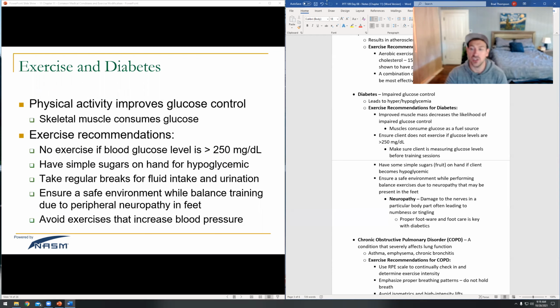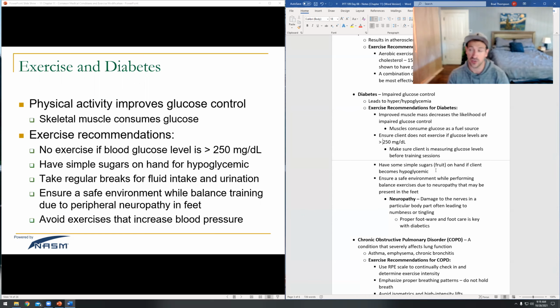And then our recommendations: increase muscle mass, and then make sure that your client is not exercising if their glucose levels are anything greater than about 250 milligrams per deciliter. I know that you're not measuring that for your clients, but just encourage your clients to get into the habit of doing a little finger prick before they come into the gym. That way you can test what their blood sugar levels are before they start exercising.